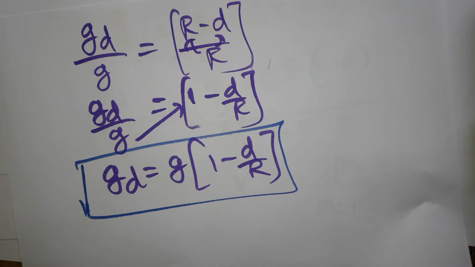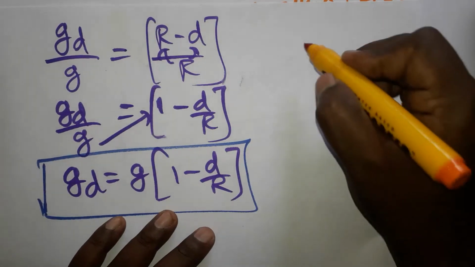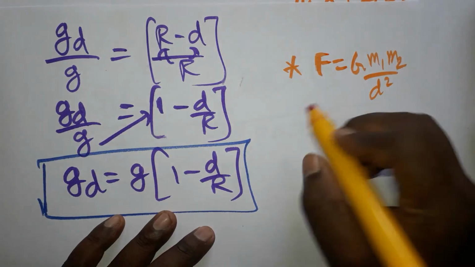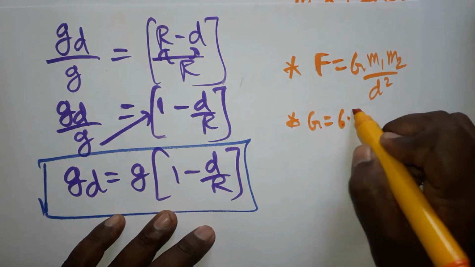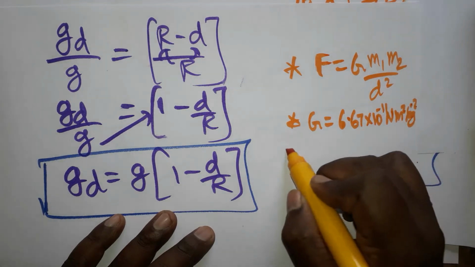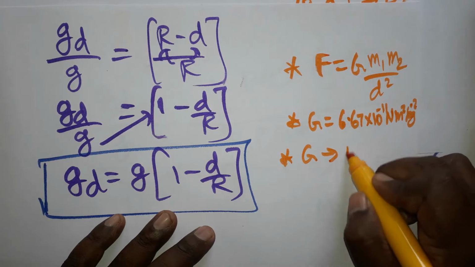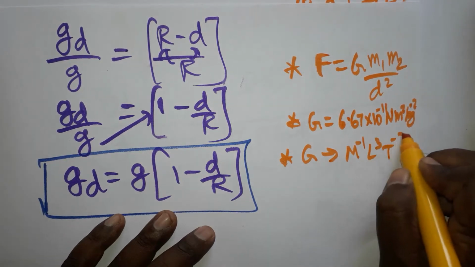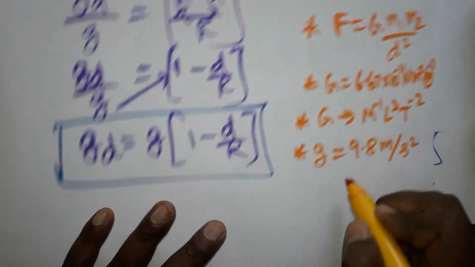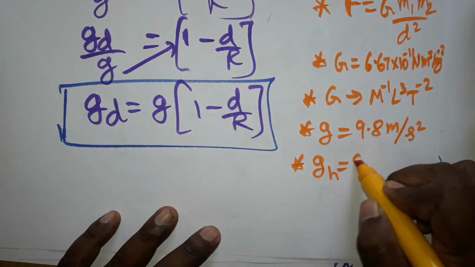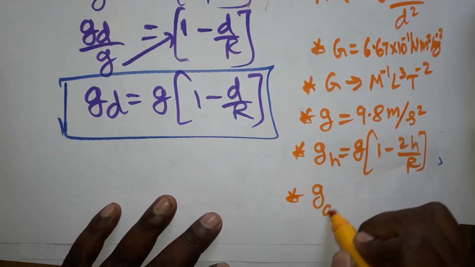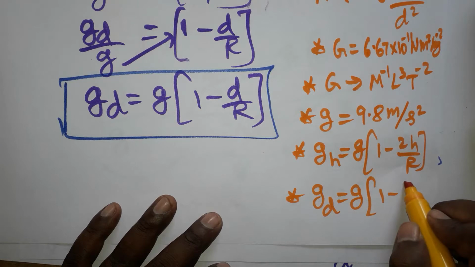So far we discussed the universal law of gravitation: F is equal to G times m1 m2 divided by d square. The second point we discussed capital G, which is 6.67 into 10 power minus 11 Newton meter square kg minus 2. Its dimensional formula is M power minus 1 L power 3 T power minus 2. And small g is 9.8 meter per second square. Then gravitation at some height is g times (1 minus 2h divided by r). Gravitation at depth we got as g times (1 minus d divided by r).